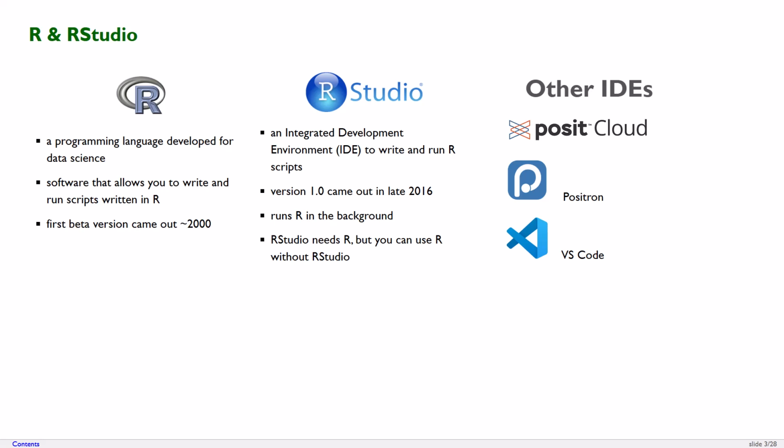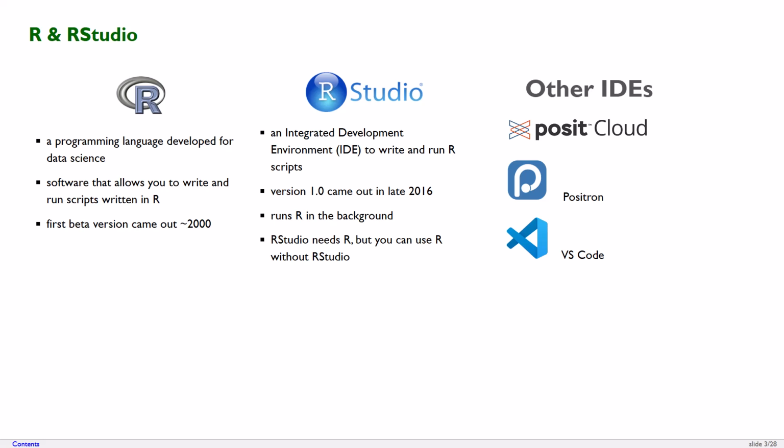RStudio, on the other hand, is an integrated development environment, or IDE, which is a program that allows you to write and run R scripts, plus a bunch of other convenience functions such as managing packages, plots, data import helpers, and so on. RStudio was developed in 2016 by a company also called RStudio, now Posit, so it's a much younger program than R. Like all IDEs, RStudio requires R to also be installed because it runs R in the background whenever you execute a command. But you don't actually need RStudio or any IDE to run and write R code.